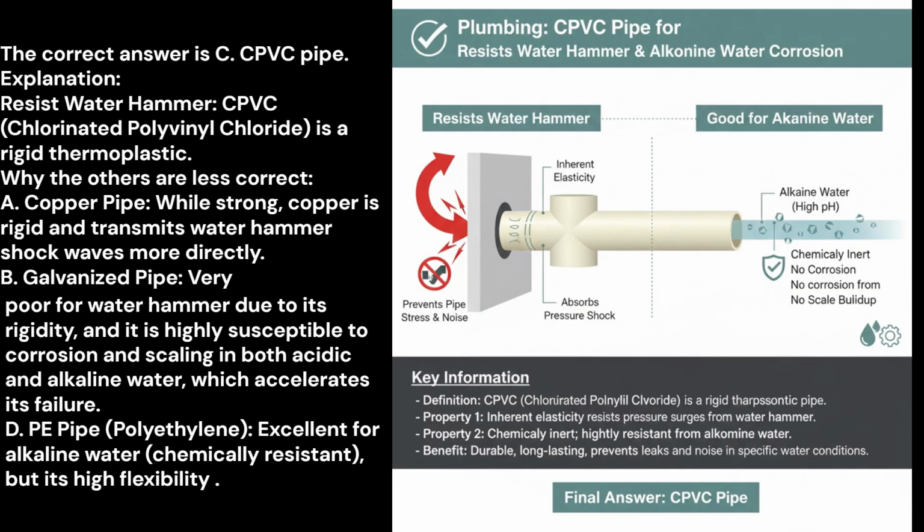D. PE pipe. Polyethylene is excellent for alkaline water, chemically resistant, but its high flexibility makes it more susceptible to movement and pulsation from water hammer, and it is not typically used as a rigid supply pipe within a building structure in the same way CPVC is.